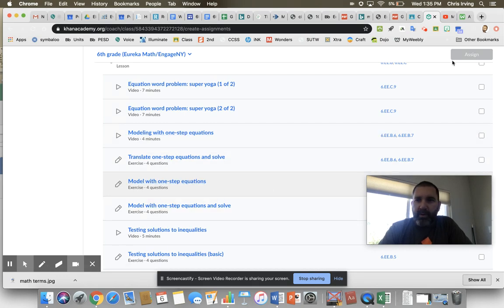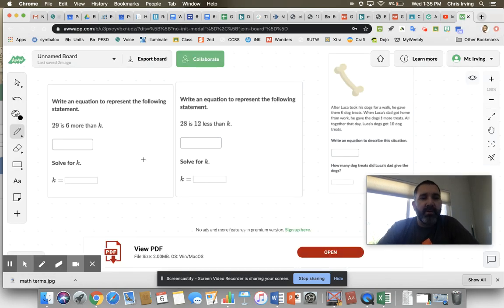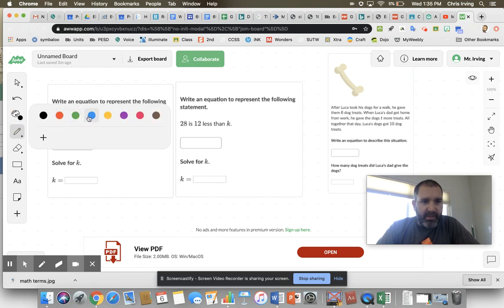Here we go. So this is the type of problem that you're going to be expected to do. Starting with the one over here on the left, let's take a look. Again, we're writing equations that match the statements that are given to us. This one is a little bit trickier, but really it's not, if you follow that first step, which is to slow down and just make sense of the problem. What it says is 29 is, there's that key word again, is 6 more than k.